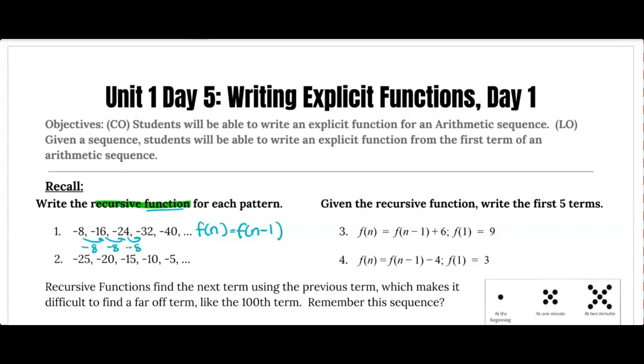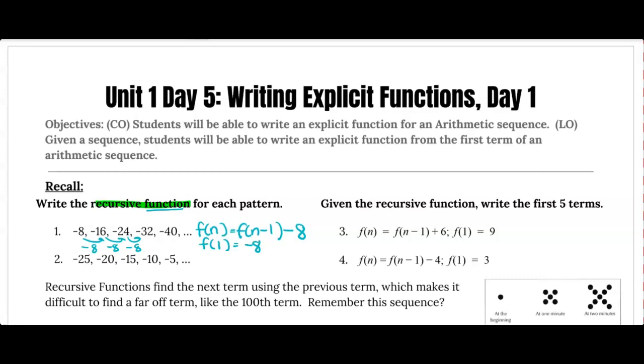It's important to note that you could multiply it by 2. However, 16 times 2 does not give you negative 24. So that is not multiplying by 2. But minusing 8 works every time, so that is our common difference. And then remember, we would always state the first term, so f of 1 is equal to negative 8.